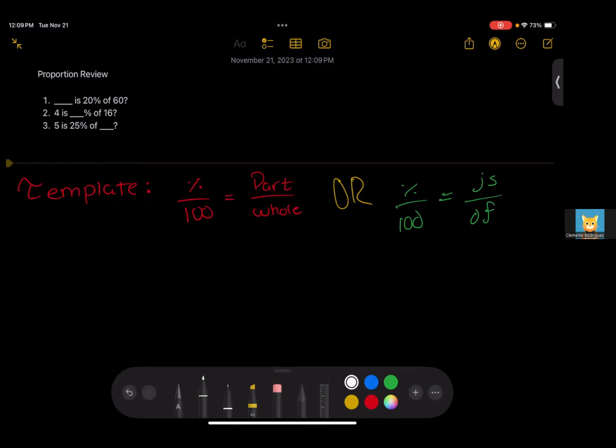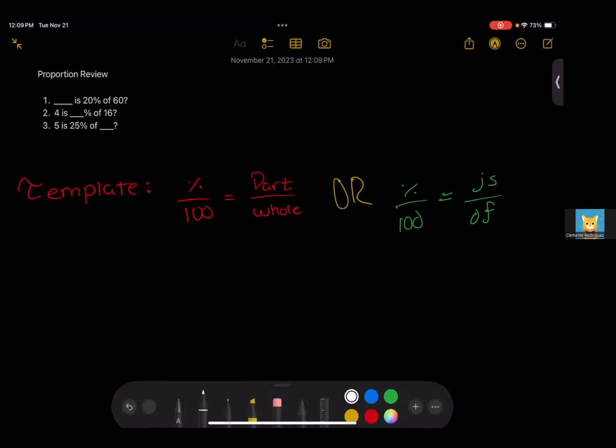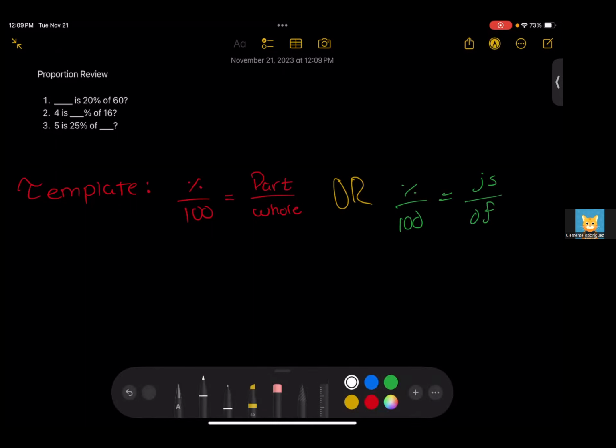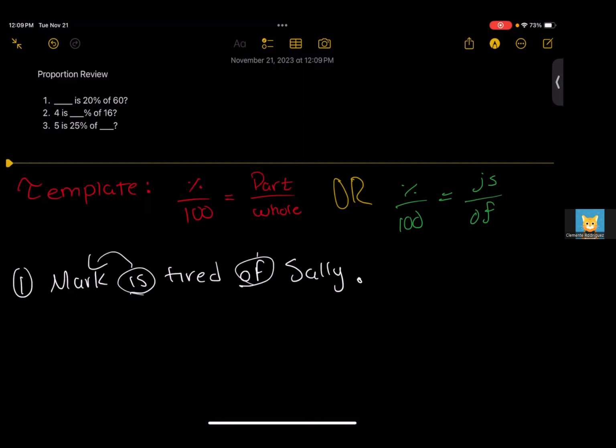And here's how. We have the question, 4 is what percent of 16? Let's think about the word and let's think about writing sentences really quick. Let's say I have the sentence, Mark is tired of Sally. Well, what is the word is referring to? I would argue the word is referring to Mark. And what about the word of? I would say of is referring to the word Sally. Mark is tired of Sally.